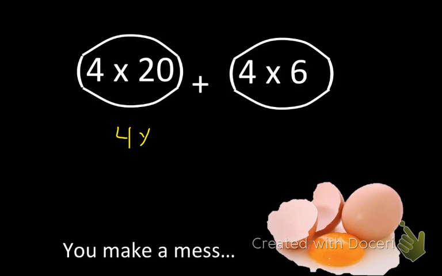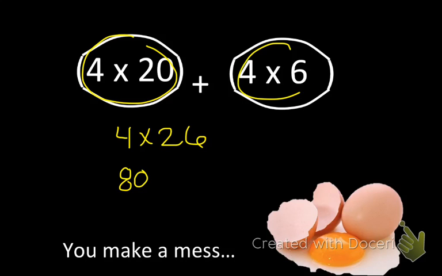Oh, by the way, let's solve this problem, right? 4 times 26 turns out to be, 4 times 20 is 80, and 4 times 6 is 24. So the answer to this problem is, 80 plus 24 is 104. Okay? So using the distributive property, we can solve those. And lots of other numbers. All right. That's it for today.